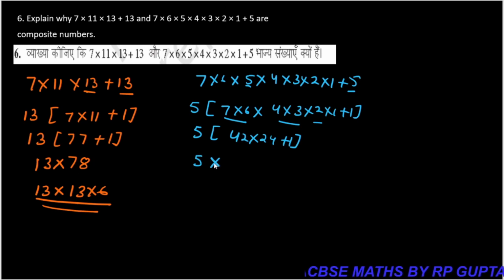42 into 24 plus 1. You can say 5 into, what you will get? 42 into 24 becomes 1008. So it becomes 1008 plus 1, 1009. I will do the multiplication, and you can say 1009 is not divisible by any number. So this is also a prime number. So again, it is a composite number because the factors of this number are prime numbers. Now we are moving to the next question.